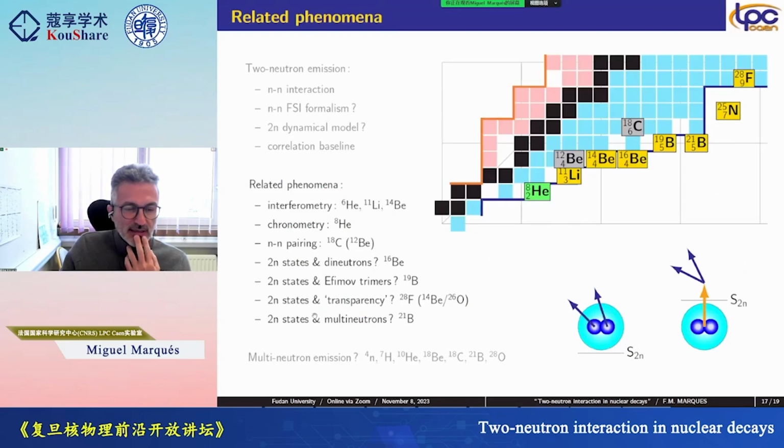And just the final example. The other day we talked also about multineutrons, and I will not talk about that today, but boron-21 is just a transition. So I thought it would be good to finish with it, because it's at the same time a two-neutron state, but it could also be a many-neutron state. Boron-21 is here.